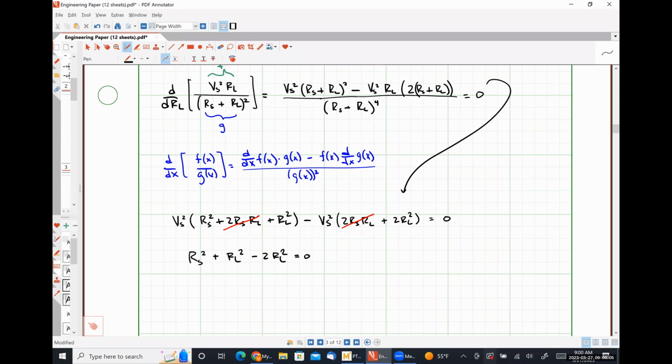I'm going to combine. So I'm going to have RS squared minus RL squared is equal to 0. And so from here, I can say that for maximum power transfer to occur, RL needs to equal RS.